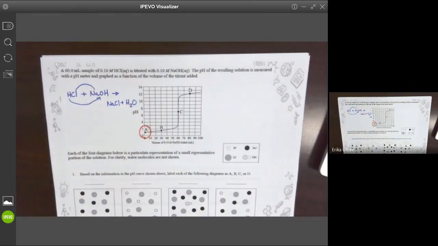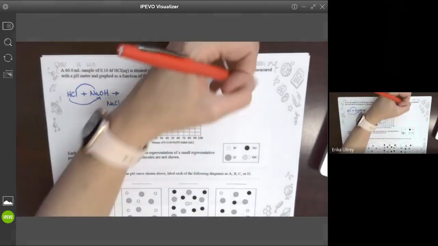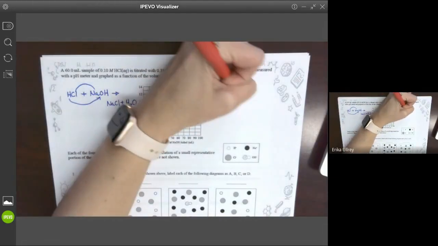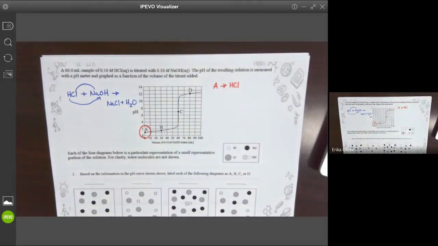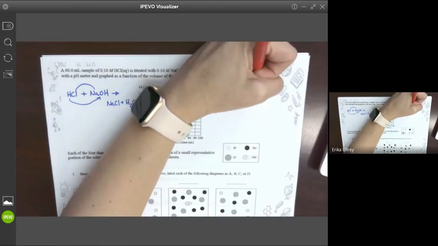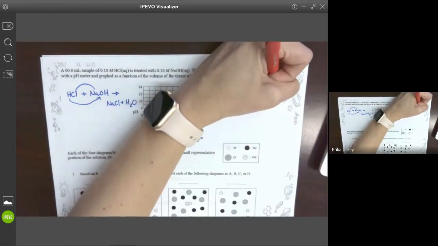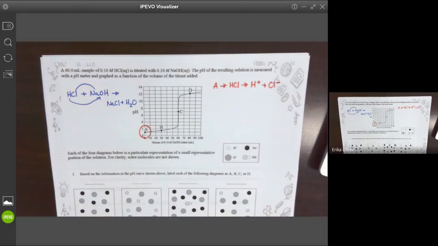what is the only thing that's in our container at point A? Annika, what's the only thing in our container at point A? HCl. So initially at A, we have HCl, and we know that's not really what it looks like in solution. It's actually going to be separated as H plus and Cl minus, okay? So at A, the only thing in there is our acid HCl.